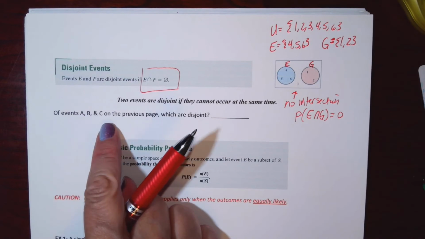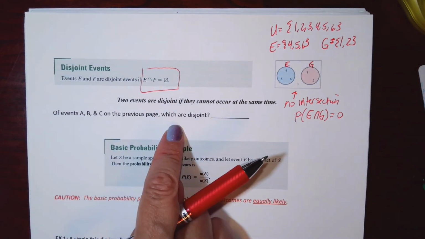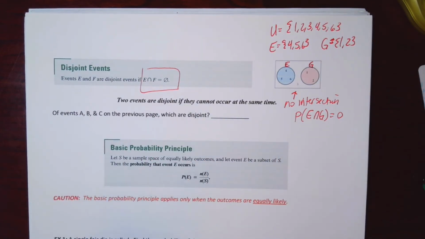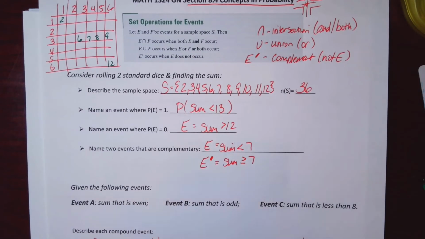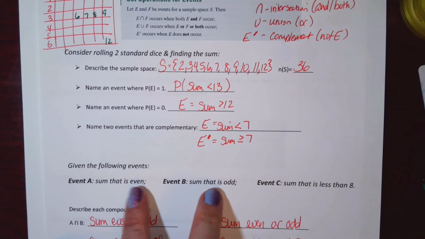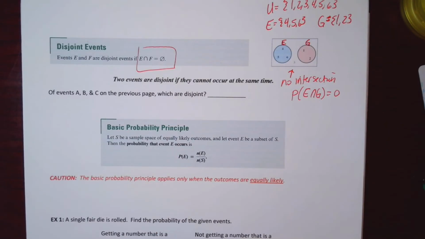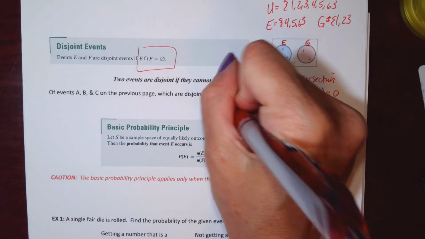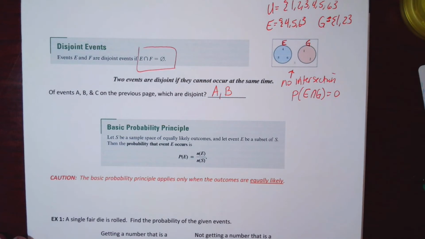Of the events A, B, C on the previous page, which are disjoint? So if we look back at our last page, out of these three, which don't share anything? Well, A and B can't be both even and odd at the same time, so those are disjoint events.